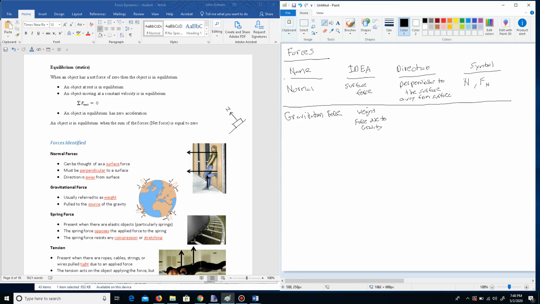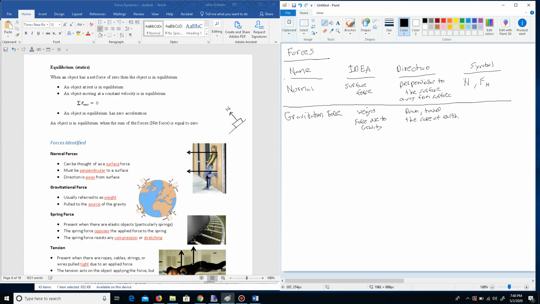Okay. This is always pointed down towards the core of Earth. There will be a time where we're going to break gravity into two components. We'll get into that later. But it's pulled towards the source of the gravity, so towards Earth.